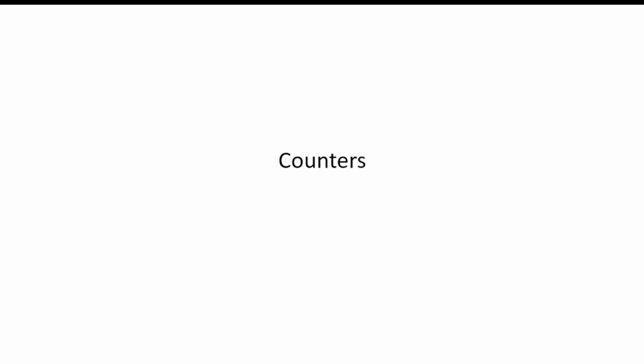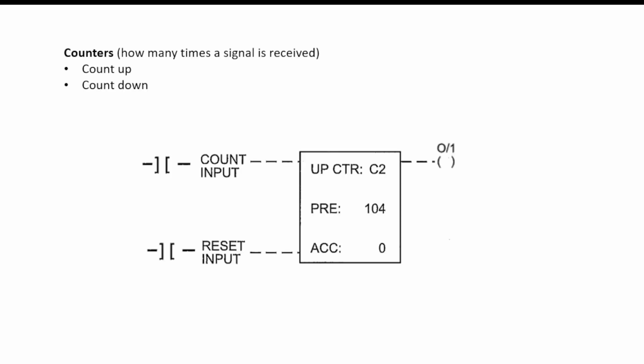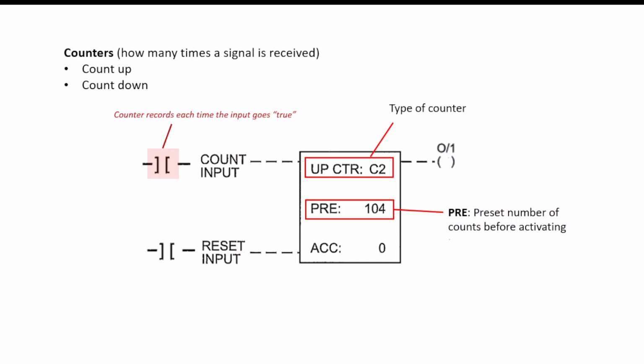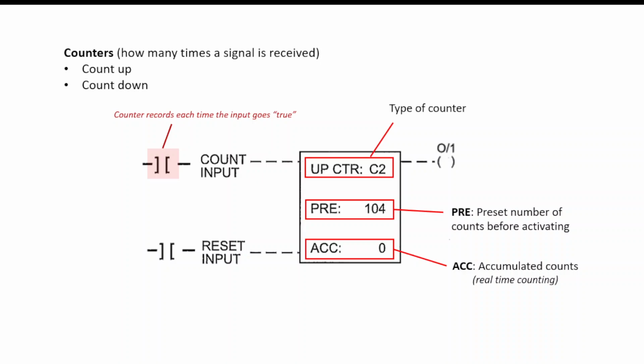Counters operate very similar. You have up counters, you have down counters. A counter records each time the input goes true. The type of counter would usually be indicated as up or down. The preset, as in how many you want to have counted before activation, and finally how many are actually being counted in real time. This type of system usually requires a reset input in order to return it back down to 0.